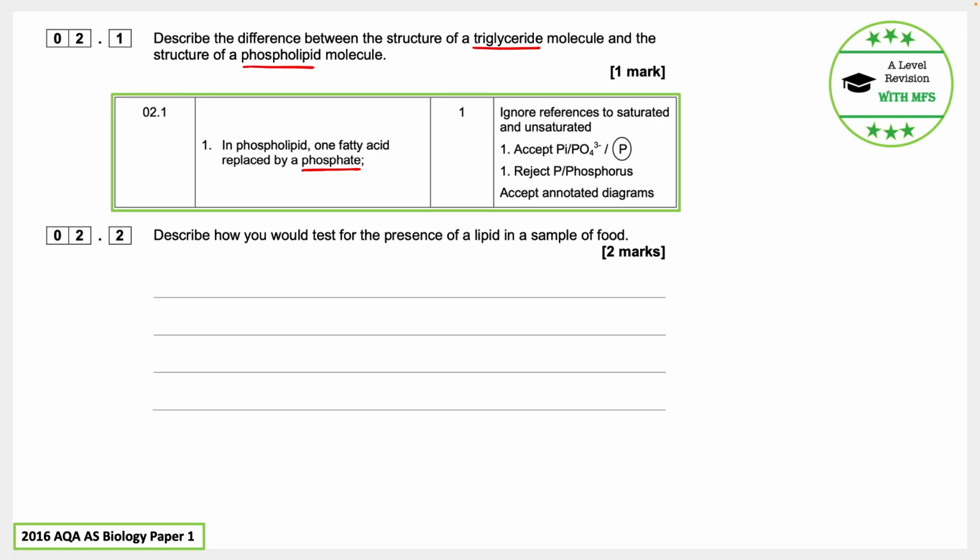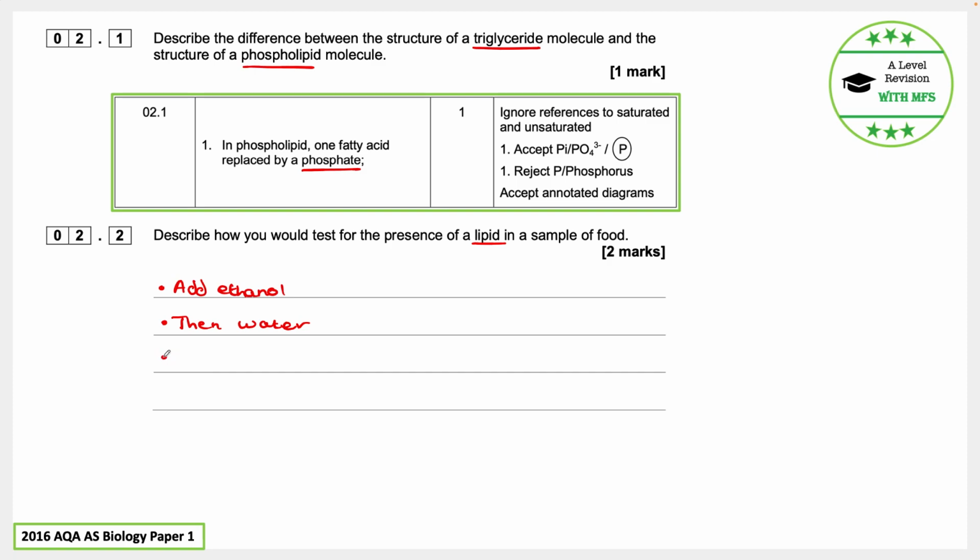The second question is describe how you would test for the presence of a lipid in a sample of food. So again, this is a common exam question and the examiner is looking for you to write down the sequence of steps, okay? And that's what all the mark schemes have in common. So to test for the presence of a lipid, you need to add ethanol, then water, and you need to say what would happen for a positive result.